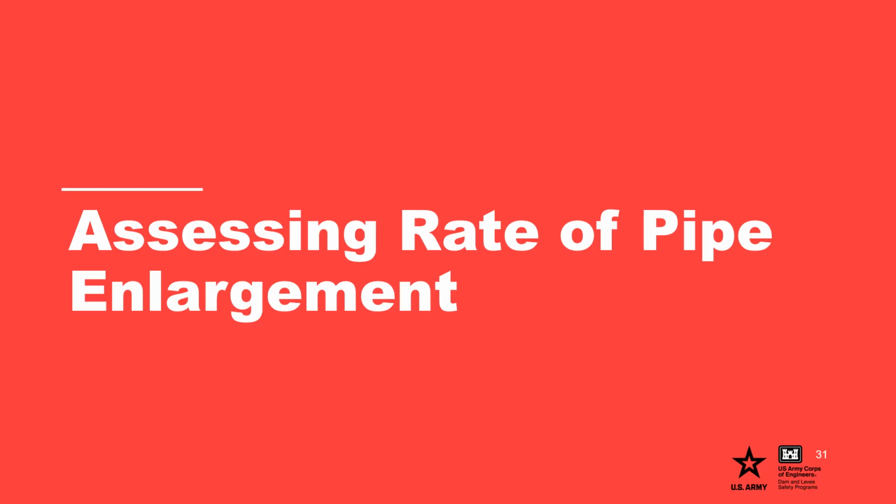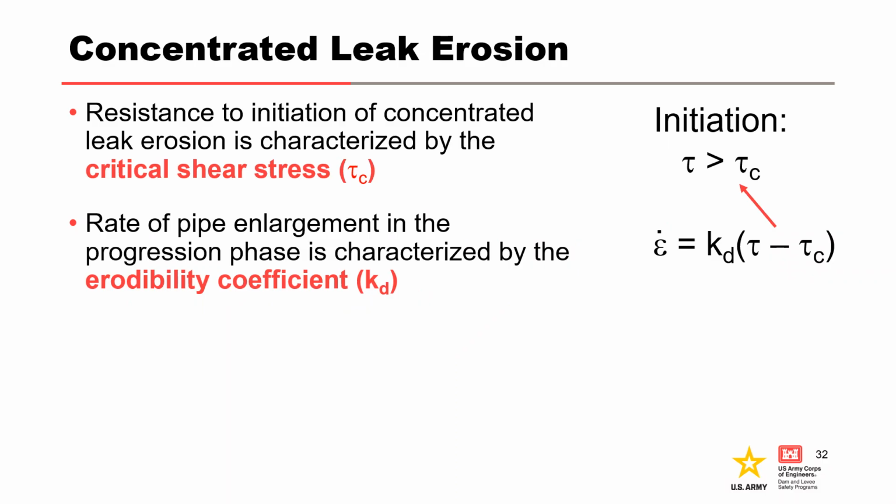Assessing the rate of pipe enlargement. The relationship between erodibility parameters and initiation and progression of concentrated leak erosion was previously provided. This excess shear stress equation can be used to assess the rate of pipe enlargement.